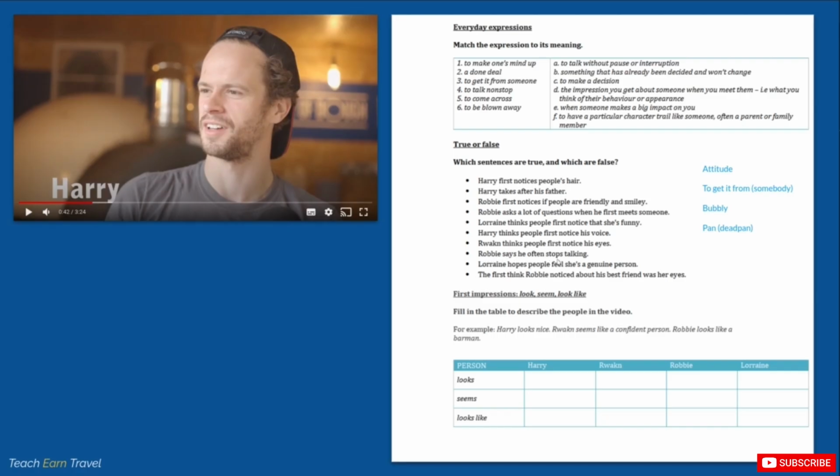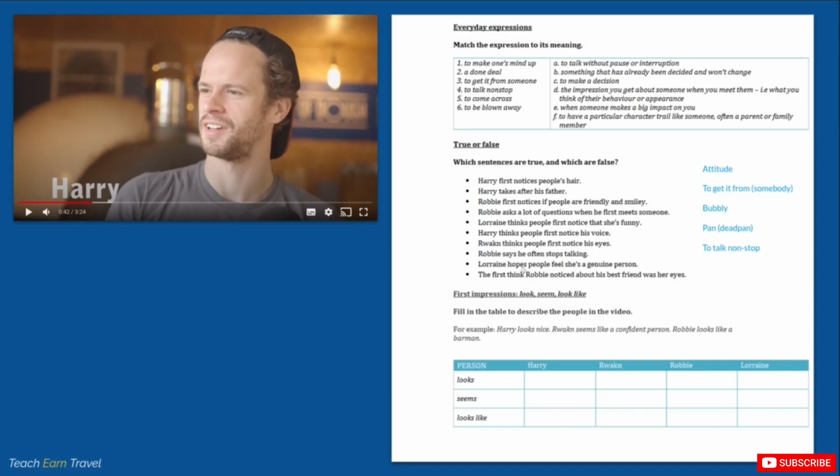Robbie says he often stops talking. Now, again, this is a problem with the answer. I think my student's going to understand this sentence. But in the answer, he says he talks non-stop. This is 50-50 for me. I think my students will be able to make sense of this, but I just want to double check because he doesn't say I don't stop talking. He says I talk non-stop. So I would rather check this just to be on the safe side.